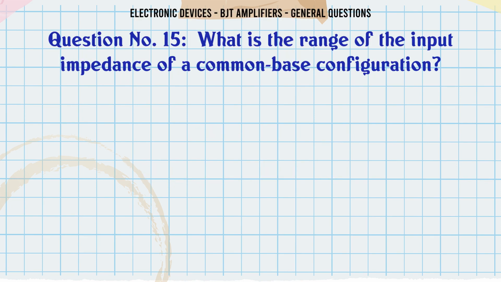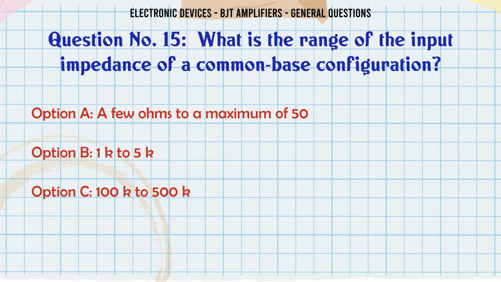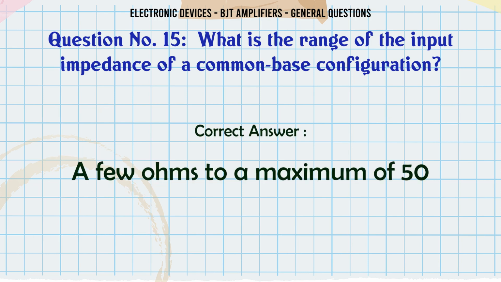What is the range of the input impedance of a common base configuration? A. A few ohms to a maximum of 50. B. 1K to 5K. C. 100K to 500K. D. 1M to 2M. The correct answer is a few ohms to a maximum of 50.